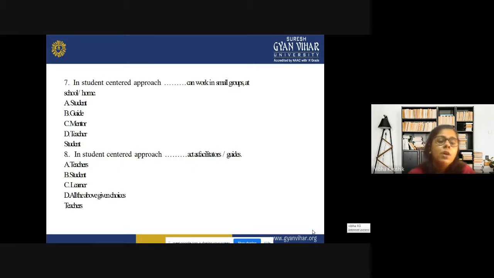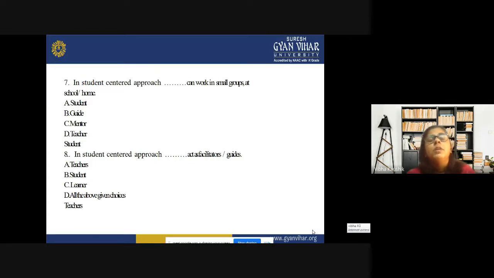Now the options are A, teachers, B, student, C, learner, or D, all the above given choices. Now students, you have to select the correct one on the basis of the given choices, and the correct answer will be option A, that is teacher.